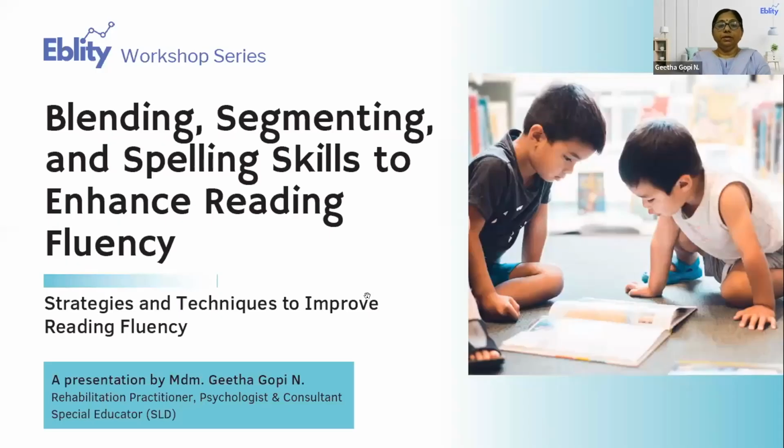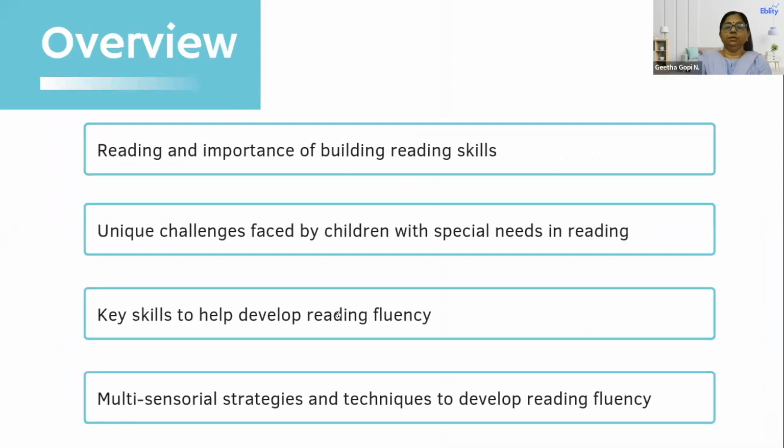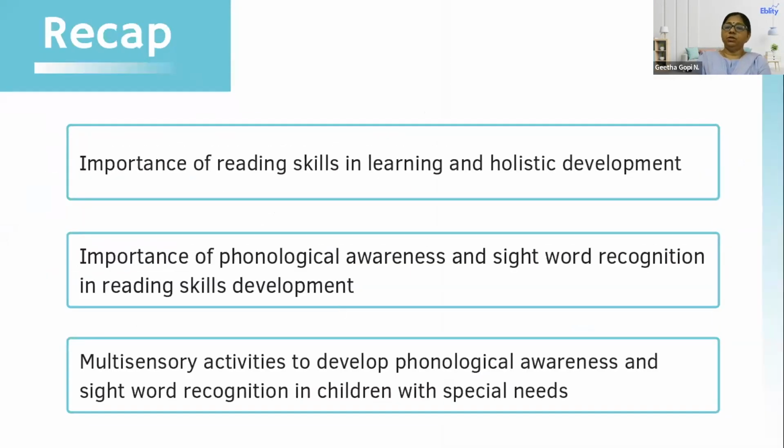Today's topic is blending, segmenting, and spelling skills to enhance reading fluency. We had dealt with this in our previous workshop also. What we did in the previous workshop was we looked at what reading skills are, the importance of reading skills in holistic development of literacy skills, the importance of phonological awareness, sight word recognition, etc., and how it contributes to better reading skills. And we also had a look at multisensory activities, which would help promote phonological awareness and recognition of sight words in children with special needs.